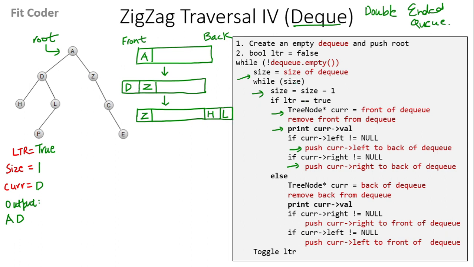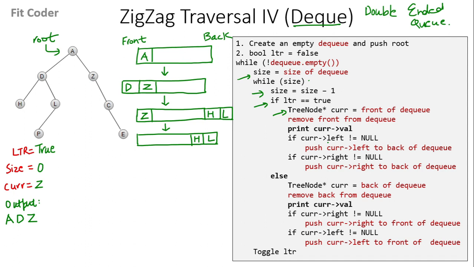We again come in this while loop. Size is greater than 0. Then we decrement the size. So size is now 0. We check if LTR is true. Then we set current to the front of deque, which is Z. We remove front from deque. So we remove Z and then we print the value of current, which is Z.